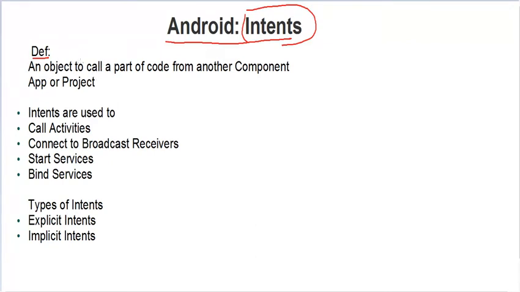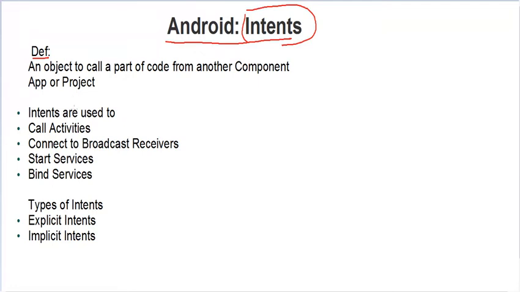Okay, so this is what an intent is used for, just to call some other part of the code from some other place, which is not connected to each other. It connects one part to the other.